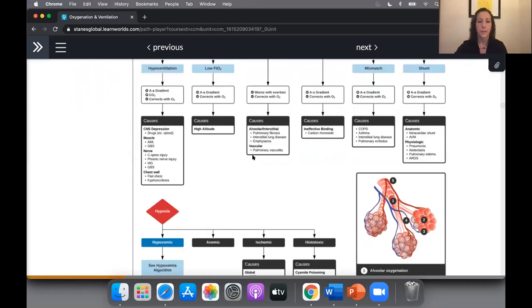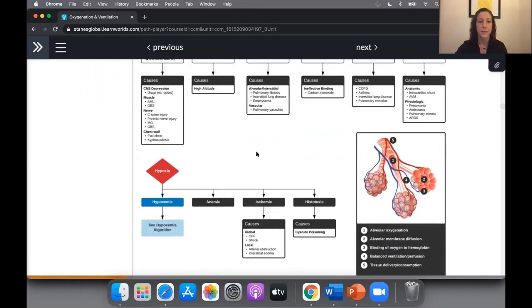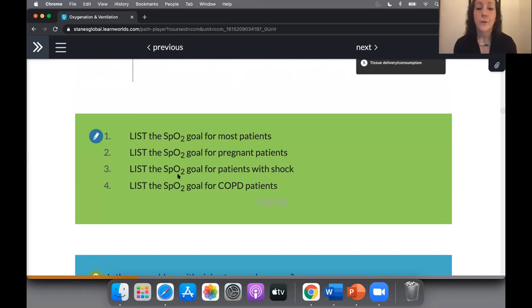All right, let's keep going on past this. So the next thing is something for you to also answer in the chat box. So I want you to list the SpO2 goal for most patients, the SpO2 goal for pregnant patients, the SpO2 goal for patients in shock, and the SpO2 goal for COPD. And when I say goal, I want the lowest limit you would allow and the upper limit. So go ahead and start popping those in the chat box. And I'll give you a minute to answer these questions, and I'll watch your answers.